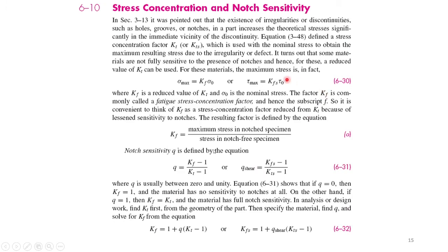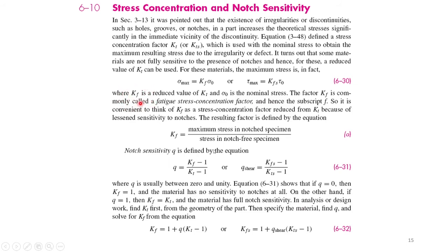طيب هل كل الماتيريال بتتأثر بوجود الجيومتريكال ديسكونتينيوتي دي بطريقة متساوية؟ لا. في ماتيريالز التفنس بتاعتها بتقلل من شعورها بوجود هذه الجيومتريكال ديسكونتينيوتيز. That's why they came up with another parameter called fatigue stress concentration factor. Okay? It's KF.